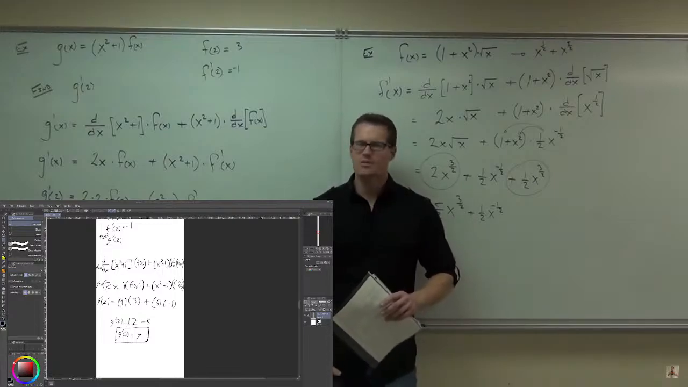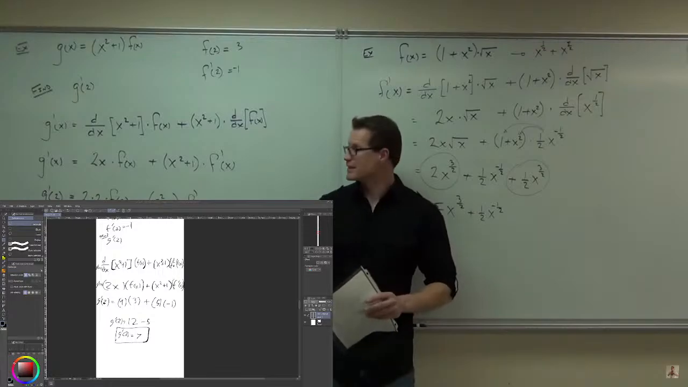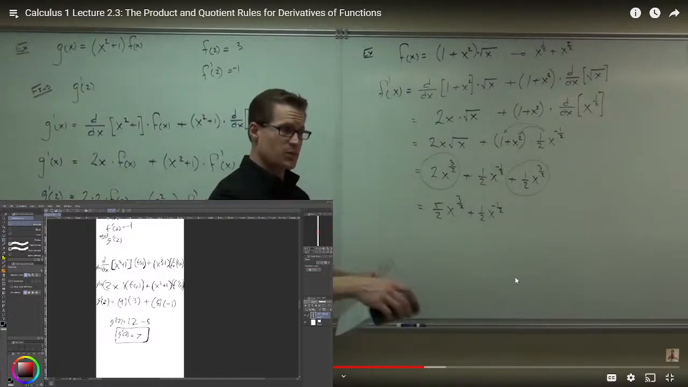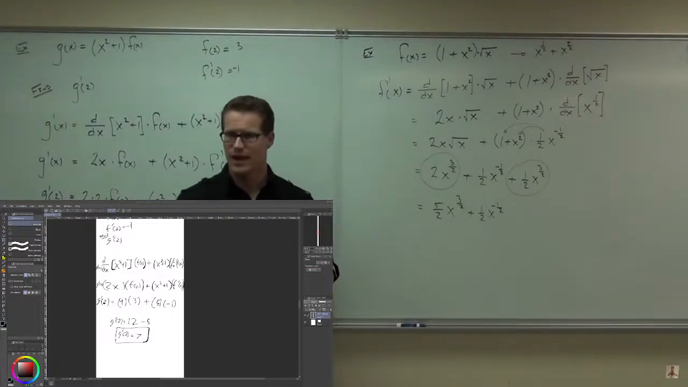Quotient rule is just slightly more involved, but it's not that hard either. It's very similar to the product rule. Same idea. You ready to see it? The proof, again, is in your book. It's not hard to follow. Go ahead and just look at that when you get home tonight.